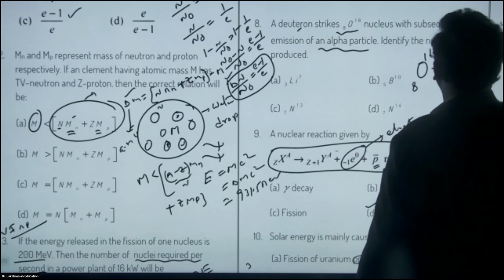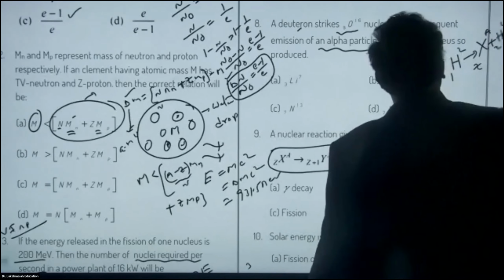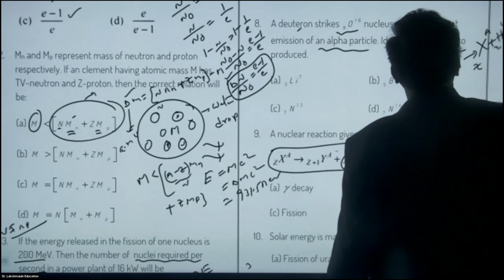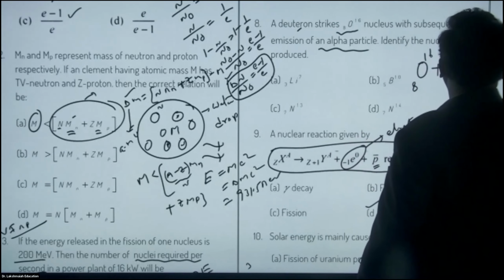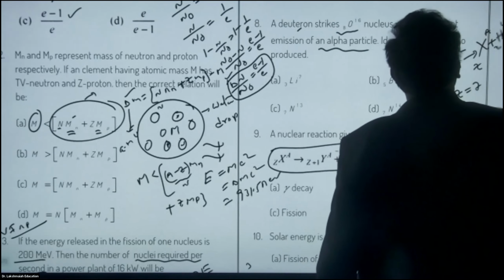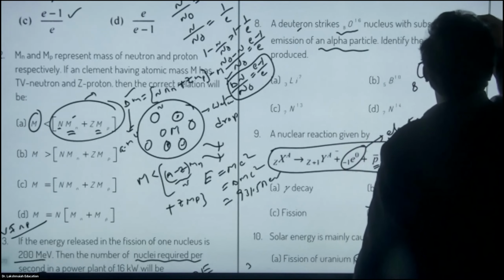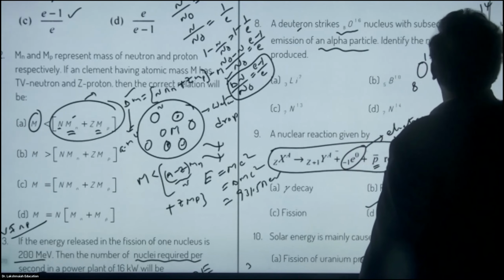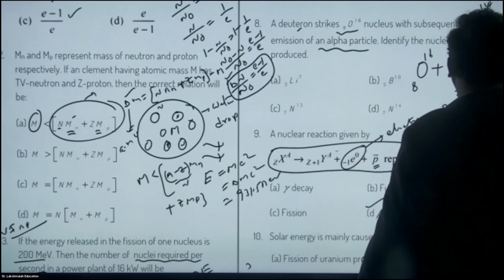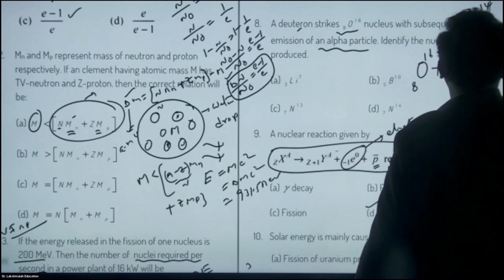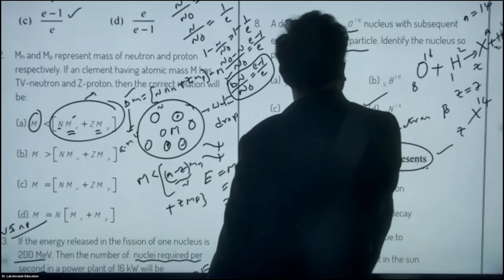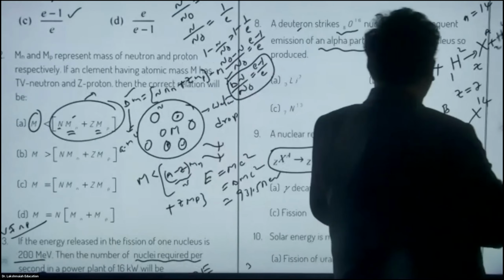So Z plus 2 is equal to 8 plus 1. So Z is equal to 7. Is it correct? And here A plus 4 is equal to 18, so A is equal to 14. Which element has atomic number 7 and mass number 14? Nitrogen. Right, this is the answer, nitrogen, option D. So next question.